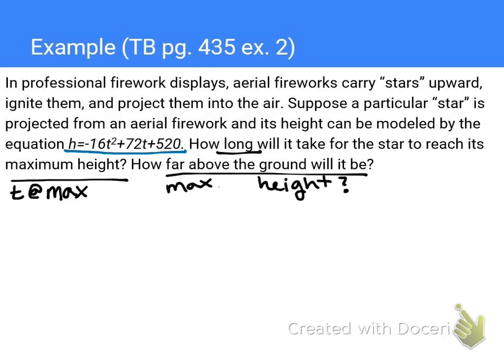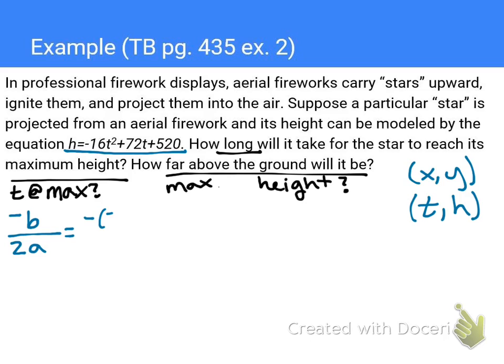Okay, and this is really just going to be the x-coordinate of the vertex. Okay, so our time and height, remember, are just like x and y here. So in order to find the x-coordinate of the vertex, remember I use negative b over 2a. So I'm going to do that here. I'm going to plug in b and a from the equation I'm given right here. Okay, so I'm going to plug in 72 for b and negative 16 for a. Remember that's going to give me the x-coordinate of my vertex, which in this situation is actually t. Okay, so plugging in 72, then plugging in negative 16, I can simplify this to negative 72 over negative 32, which reduces to 9/4.